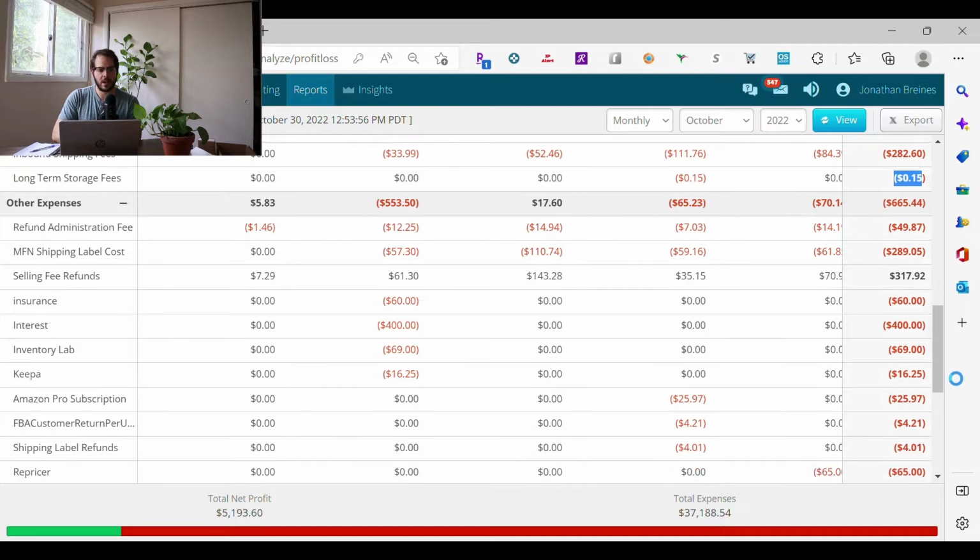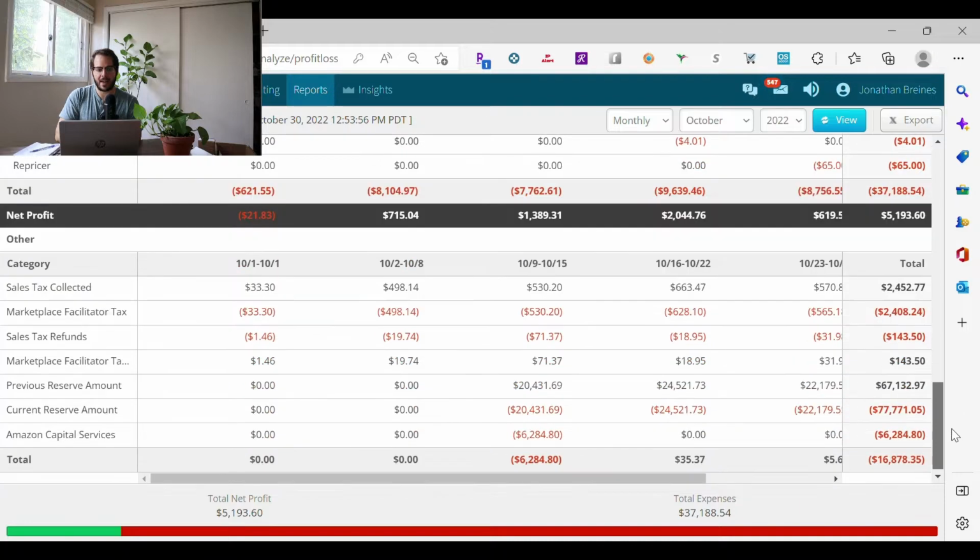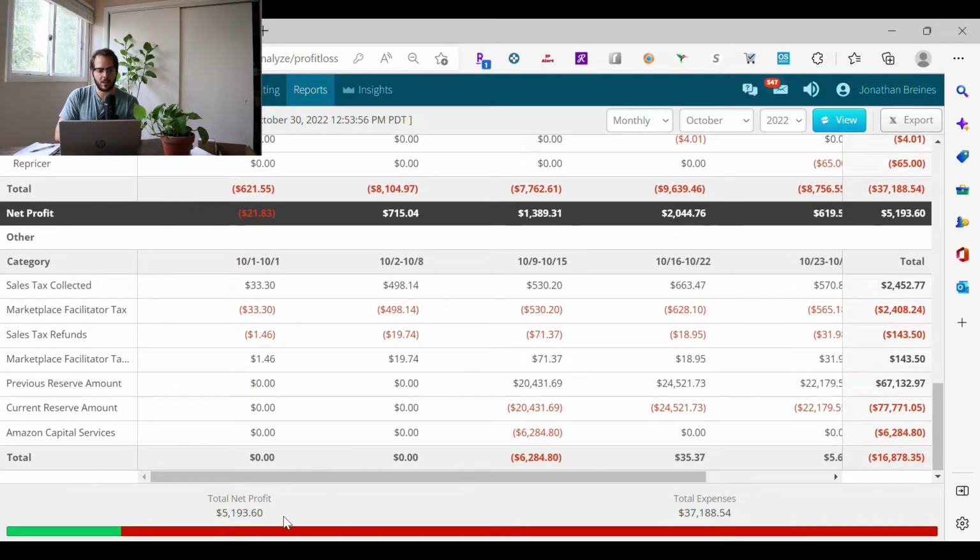Other expenses, I'm going to break down with you after we go through this, but just know I'm going to go over all of my subscriptions, all of my tools. Basically, everything is factored in here, and that leaves us at the bottom, in the bottom left, a net profit of $5,193.60.